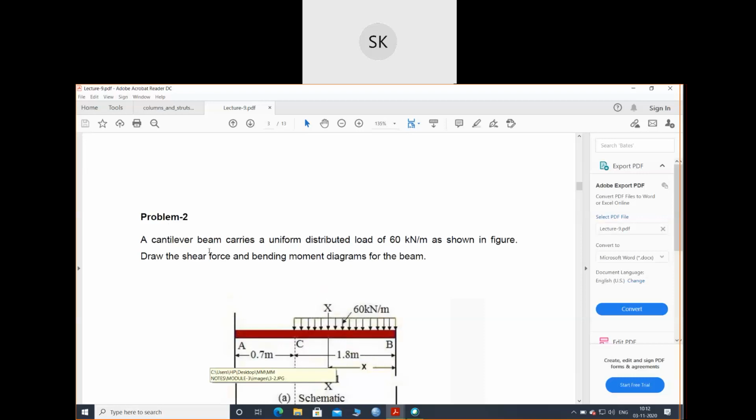Now again one cantilever beam is given. Now your UDL is spanning over a span of 1.8 meter. Okay. So try to find out the shear force and bending moment diagram for this beam. Only one load is applied. Right? Only one load is applied. 60 kilonewton per meter. 0.7. The span of UDL is 1.8 meter, and here from 0 to 0.7 meter there is no load, and the beam is a cantilever beam. So try to solve by yourself.